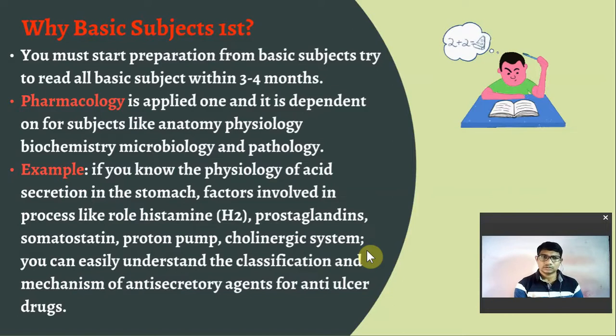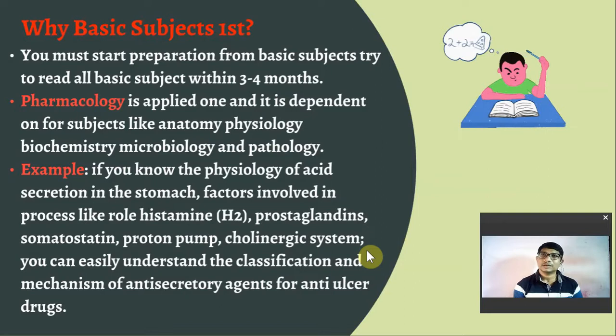Likewise, for example, what are the different targets for anti-ulcer drugs? That is nothing but the histamine 2 receptor, prostaglandin, somatostatin, proton pump, cholinergic system. So now I will explain the classification. Simple. There are seven classes of anti-ulcer drugs or antacids. Antacid is not a proper term, but they have mentioned it. Okay. So there are seven classes.